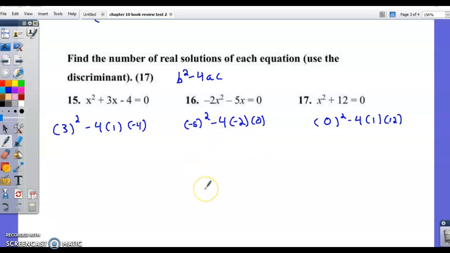Okay, so I went ahead and typed these in and paused this and typed these into my calculator. For this one I get 25. This one I also get 25. For this one I get negative 48. So remember, if it's a positive number, there's 2 solutions. So this is 2 solutions. This one is also 2 solutions. This one is negative, so there are no solutions.